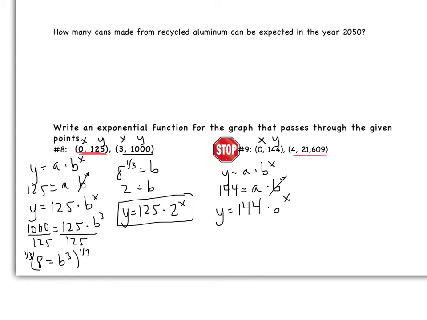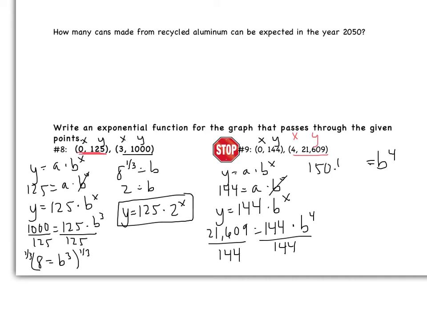That's where my next point comes in. It's going to be substituted for x and y. So I have 21,609 is equal to 144 times b to the 4th power. I have to divide everything by 144. When I do that, I get b to the 4th equals 150.0625. Now I just need to get rid of that 4th power.